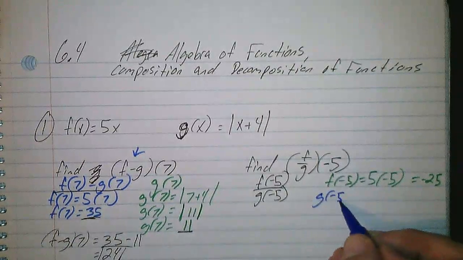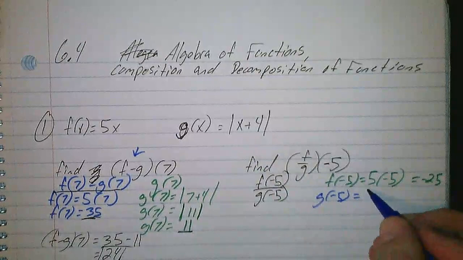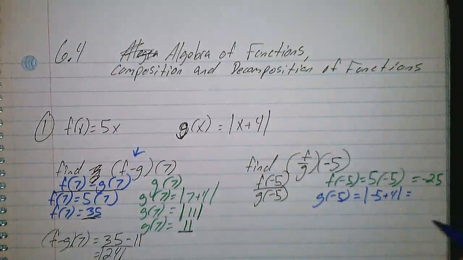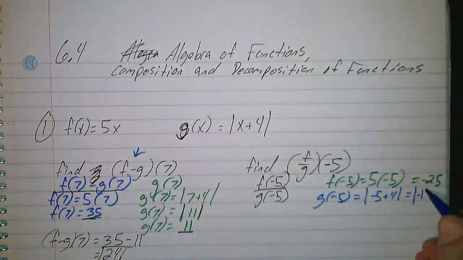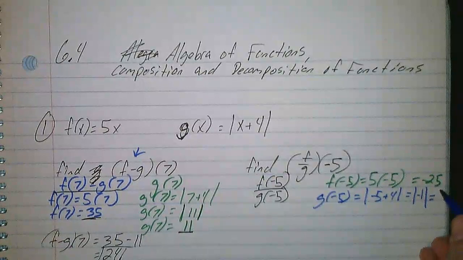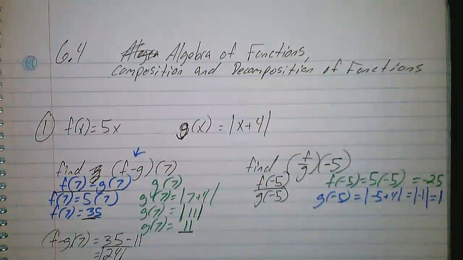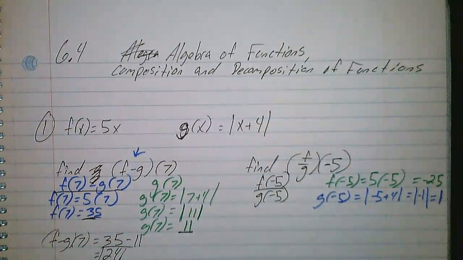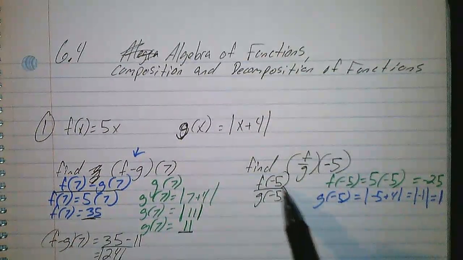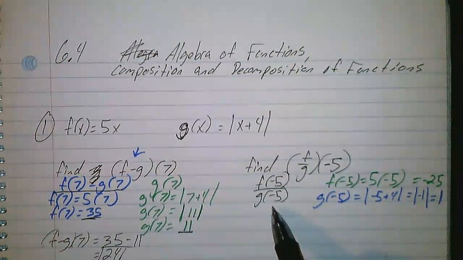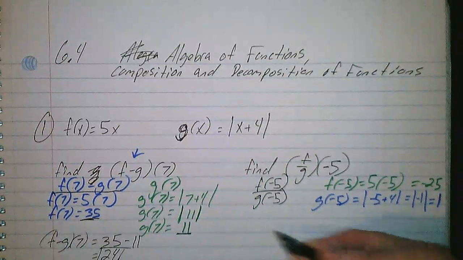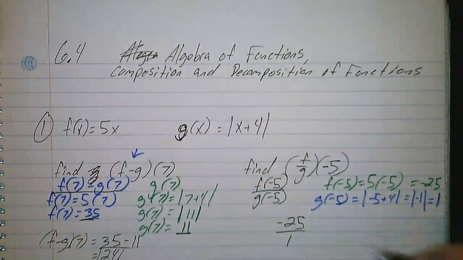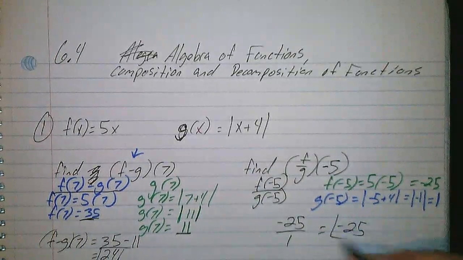G of negative 5 is the absolute value of negative 5 plus 4, which is the absolute value of negative 1, which is 1. So you are given a value to plug into your functions. Find what is f of negative 5, find what is g of negative 5, then put them together. Negative 25 divided by 1 is negative 25.